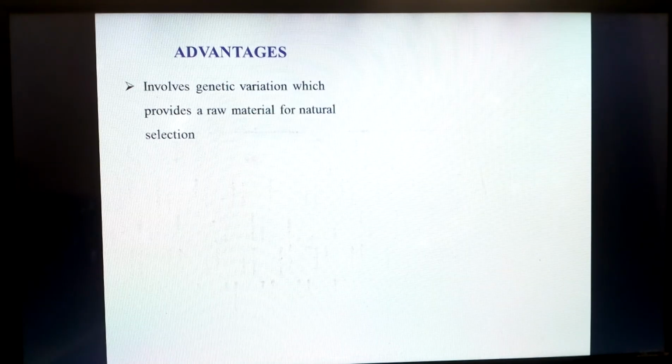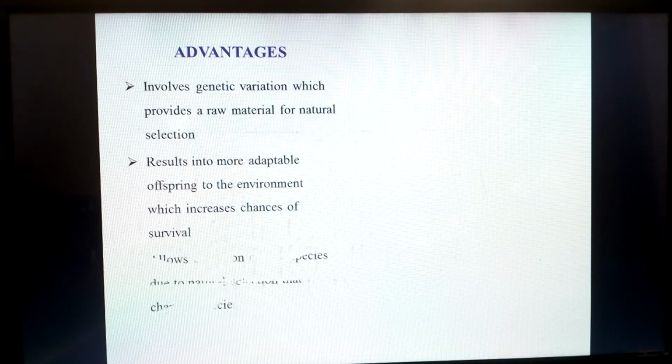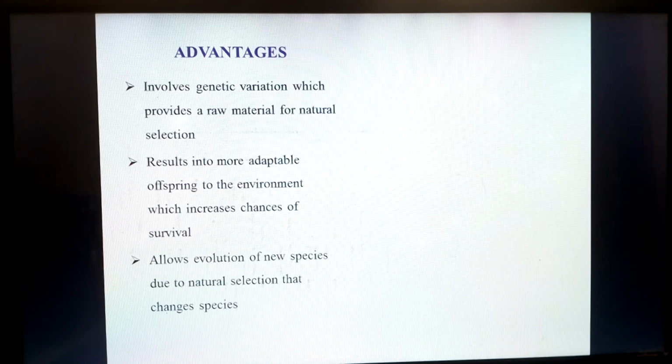Advantages of this kind of reproduction include genetic variation, which is a raw material for natural selection, and that enhances evolution. There are more adaptable offsprings which are produced, and that increases chances of survival of a particular organism. It allows evolution of new species because of natural selection taking place on the different varieties.